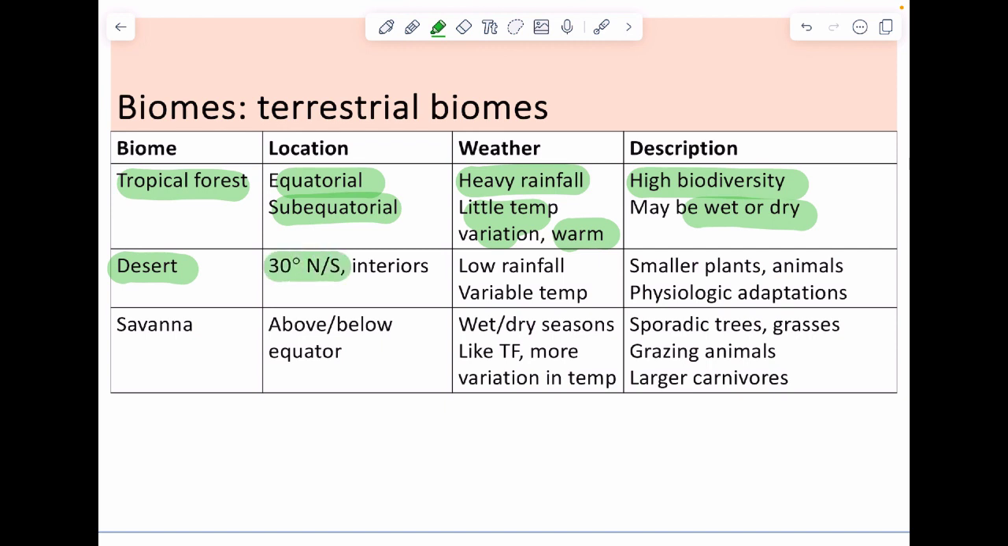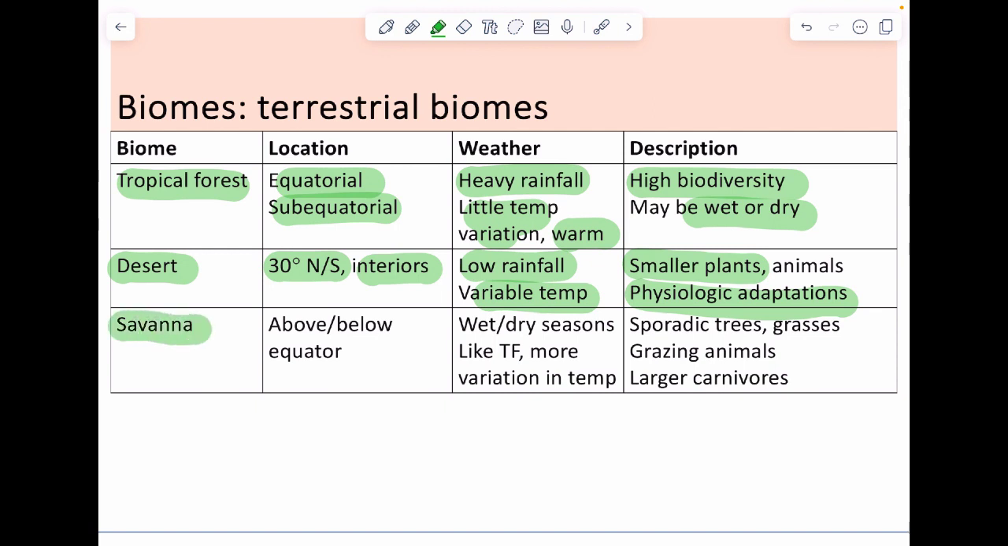Deserts are usually found 30 degrees north or south, and they are in the interiors of continents. They don't get a lot of rain, and their temperatures can vary widely. They can go from scorching hot to freezing cold. Their plants are usually pretty small, and they have some strange physiological adaptations to deal with these temperature fluctuations and the extreme heat and the lack of water.